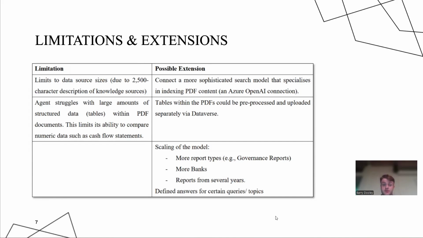Now, other possible extensions are scaling the model. So you could add more reports like governance reports. You could add more banks, different types of banks. You could also add reports from several years. You could also have defined answers for certain topics and queries that you want to prescribe how the agent answers.